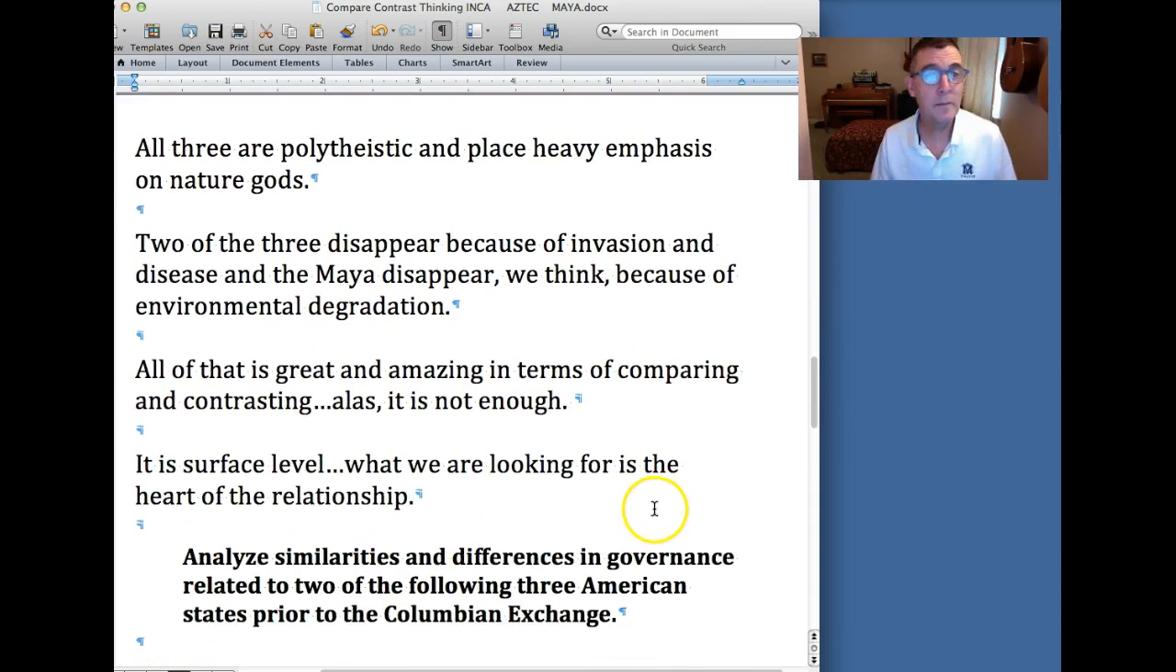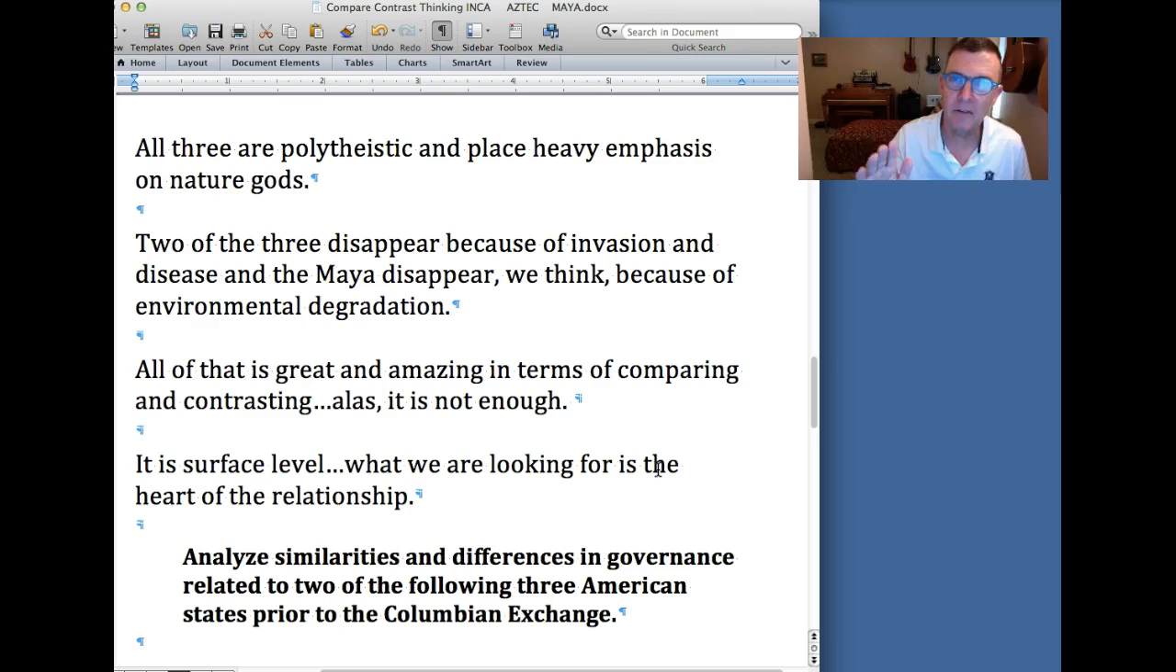Two of the 3 disappear because of invasion and disease. And then the Maya disappear, we think, because of environmental degradation, because they suffered a drought. They had overused the Yucatan Peninsula, so they can't guarantee their people anymore that the gods would provide rain, and therefore they start to disperse. All of that is great and amazing in terms of comparing and contrasting, but it is not enough.